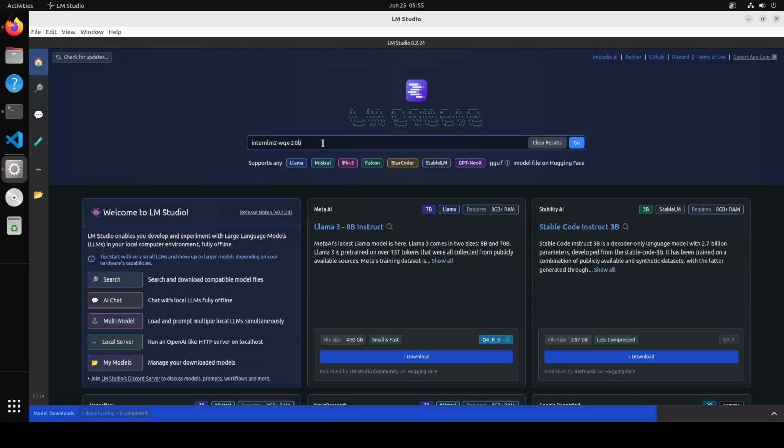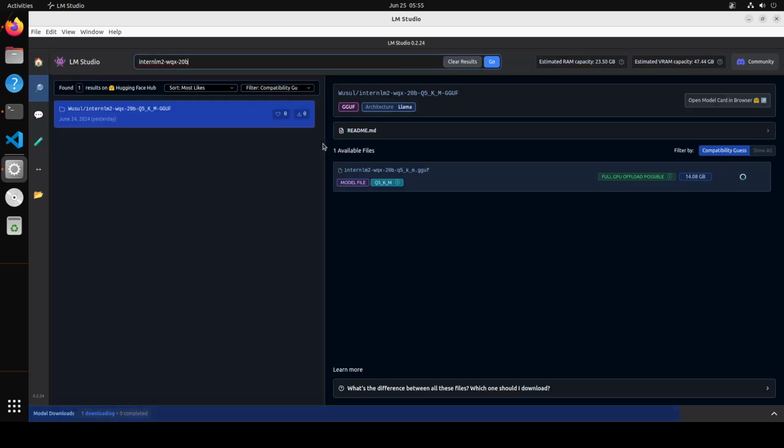So launch LM Studio and then type InternLM2 WQX 20 billion. Don't ask me what WQX is. I have no idea. Then just press enter and you will see there is only one quantized quant available, which is surprising from yesterday. So hopefully it will work. I haven't tested it. I'll be upfront, but let's check it out. The file size is just over 14 gig.